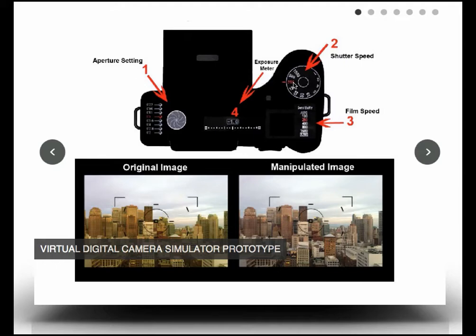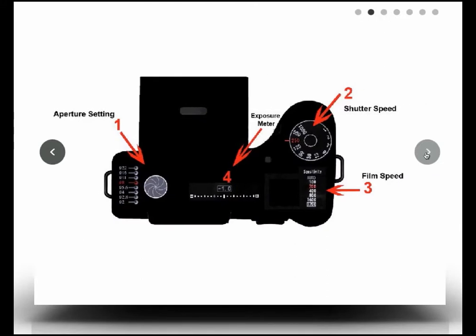For example, it would be daylight mode, like 200 film speed, 250 shutter speed. So the learner would not be able to manipulate these two settings. The only one that he or she could manipulate would be the aperture setting.